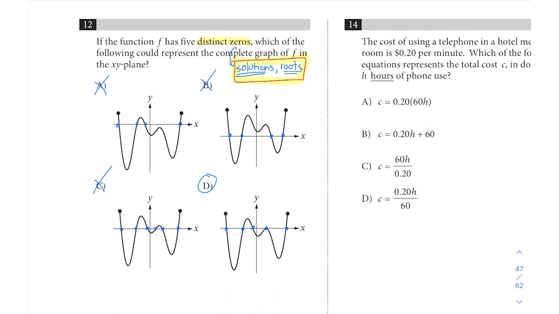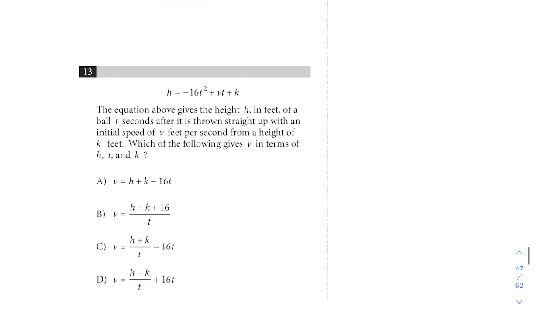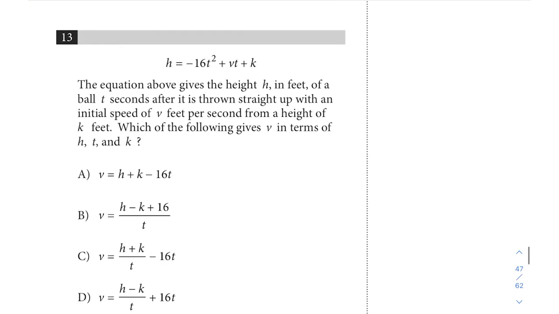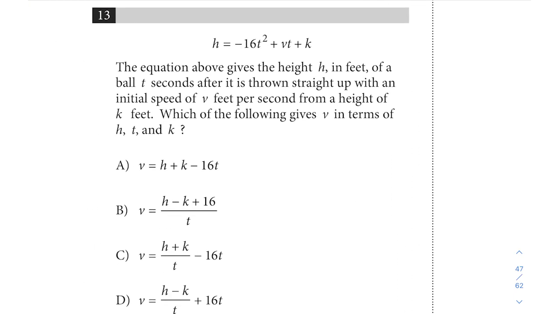When they say distinct zeros, they're talking about solutions or roots where the function touches the x-axis. Or another way of saying that is it's a zero because the y value, the value of the function, is equal to 0. Now let's take a look at question 13.